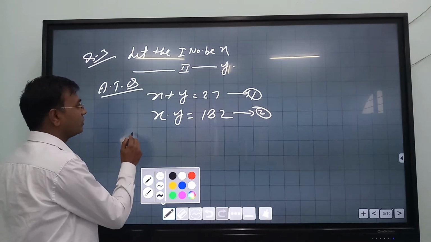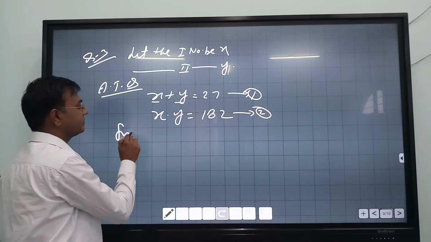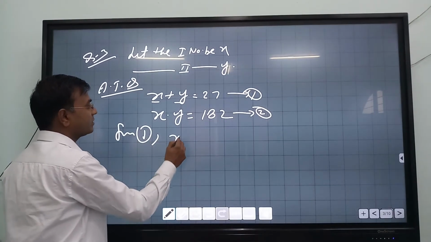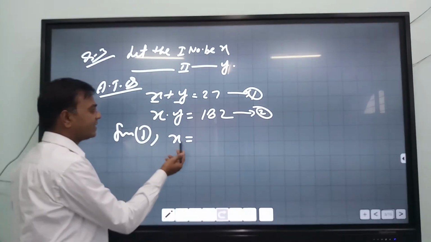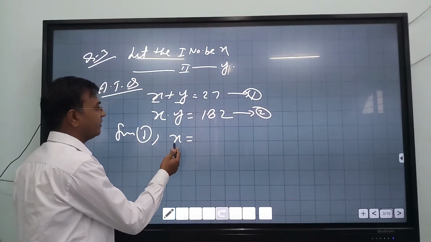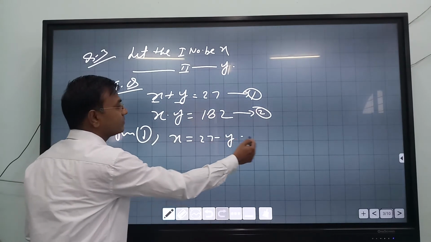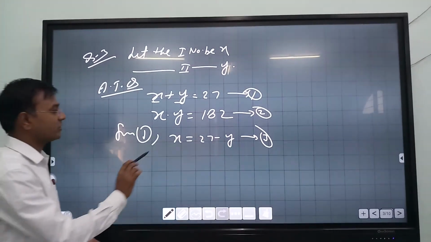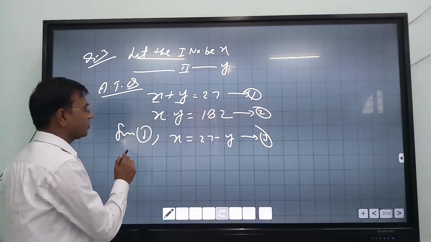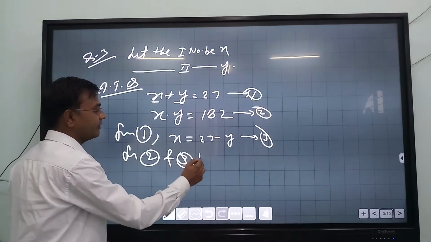So what we'll do, just find the value of x or y from the first. From equation first, find the value of either x or y. So you can find x or you can find y. Let's find the value of x. The value of x will be 27 minus y. Use it as equation third. Now substitute, that is from second and third.